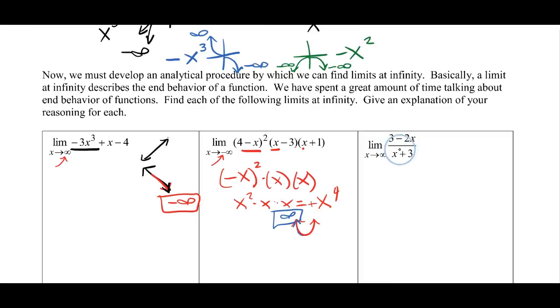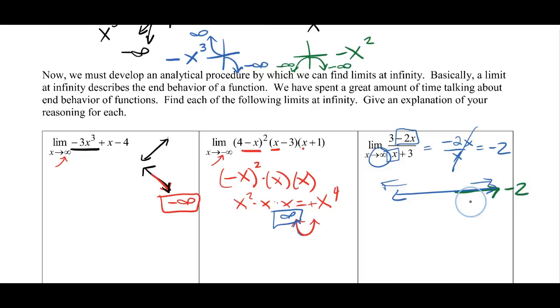Our last one gives us division, but we just look at the dominating term of the numerator and the dominating term of the denominator, which would be negative 2x over x, which actually cancels out to negative 2. Well, negative 2 is a straight line, it's horizontal. So my limit, either to negative infinity or to positive infinity, this one asks for positive infinity, as I read this to the right, it would just be negative 2. That's my value there.